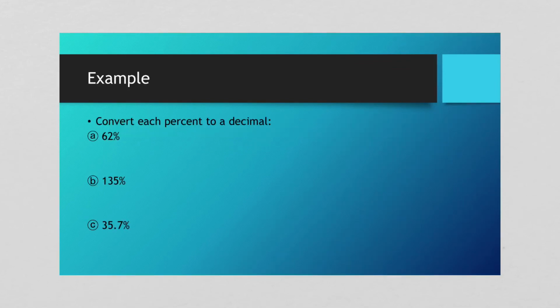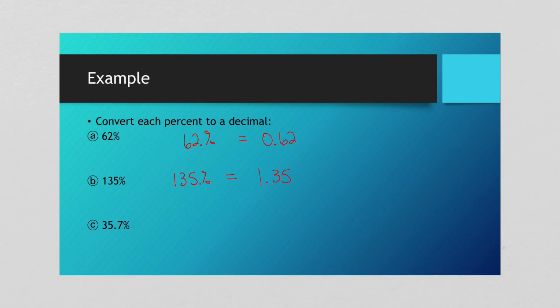Okay, so if I convert a percent to a decimal, that means I just move the decimal to the left 2 places. So on 62%, my decimal is right here after that 2. To convert it to a decimal, I scoot it to the left 2 places. So that's going to be 0.62. That's my final answer. Okay, on 135%, it's right here after the 5, so I have to scoot it to the left 2 places. That'll put it between the 1 and the 3. So 135% is 1.35 as a decimal.